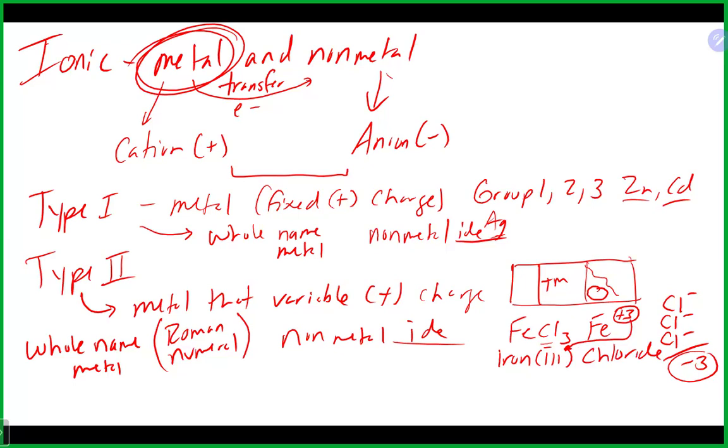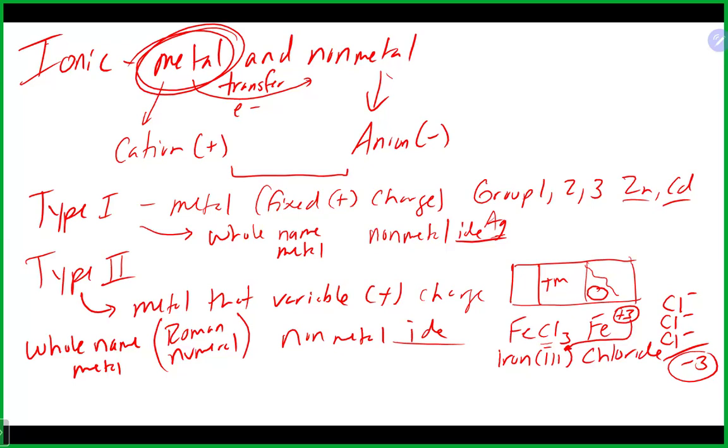Remember, the other main important thing that we talked about is we do not use prefixes when metals are involved. You should never really be using a prefix. It doesn't matter in this case that we have 3 of the Cl. It has no effect on the naming.